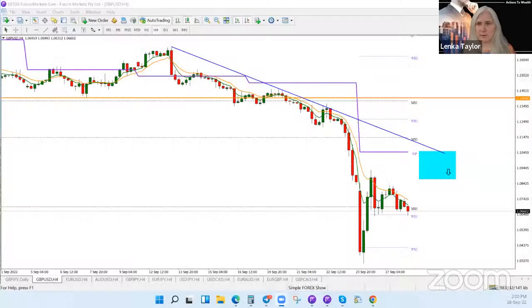All right. There we go. If you have any questions, pop them in the chat box and I will answer as we go along. The first chart I'm looking at is GBPUSD.